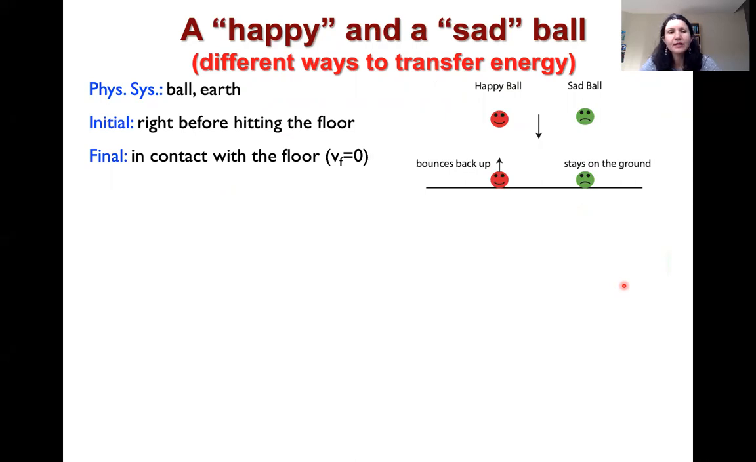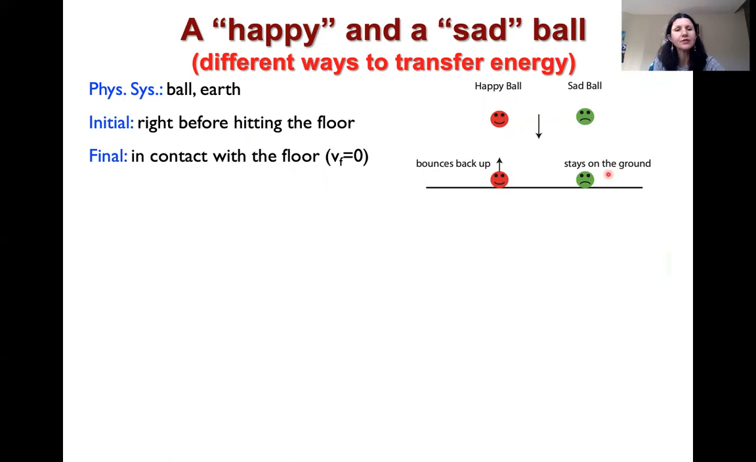So let's focus on this interval: the two balls are falling down, they're about to hit the floor. Until they hit the floor, they're identical, they have the same mass, and as we'll see shortly, actually mass doesn't matter. But if you drop them from the same height, they should have the same speed right before they hit the ground, except one ball bounces and one doesn't.